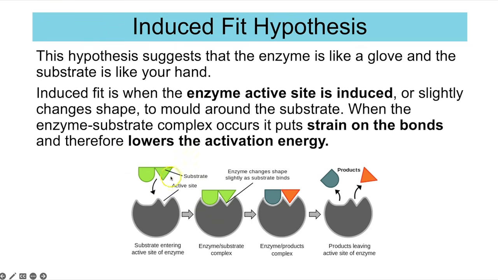So what this means is the substrate is almost complementary in shape to the active site. When it collides, it induces the enzyme to mold around that substrate. And in doing that, it puts tension and strain on the bonds in the substrate, and therefore less energy is needed to break those bonds. And that is how it lowers the activation energy.